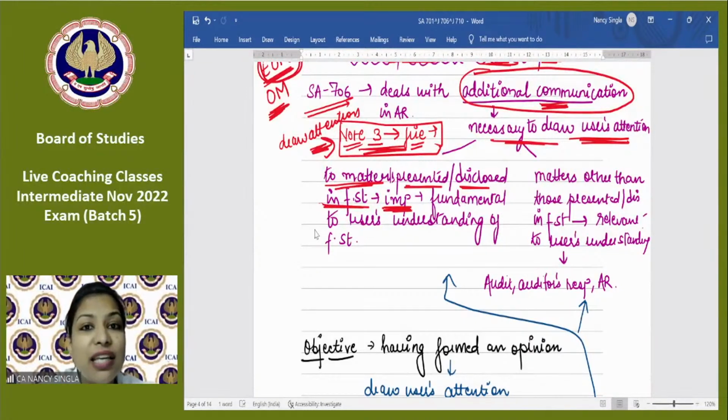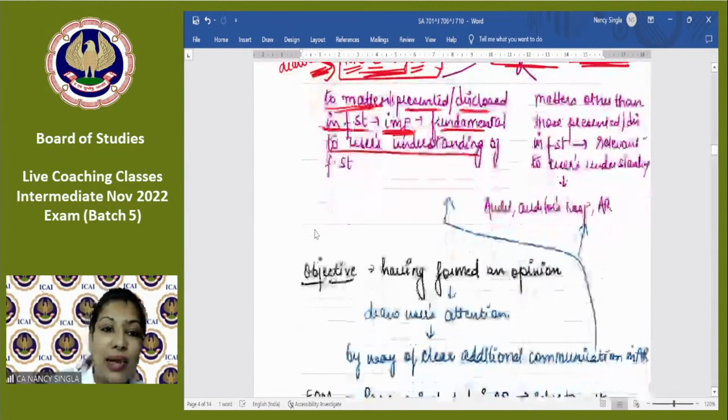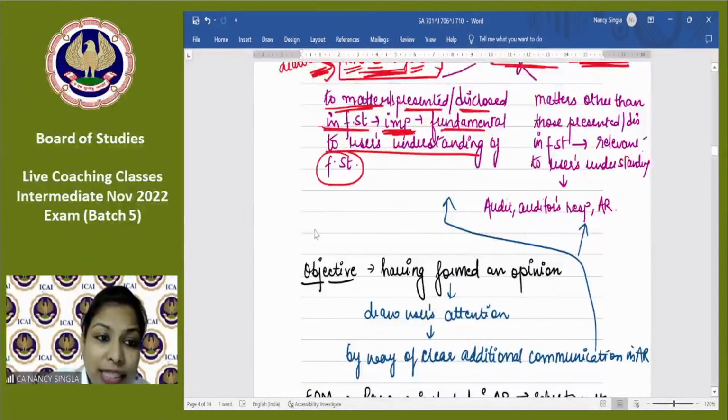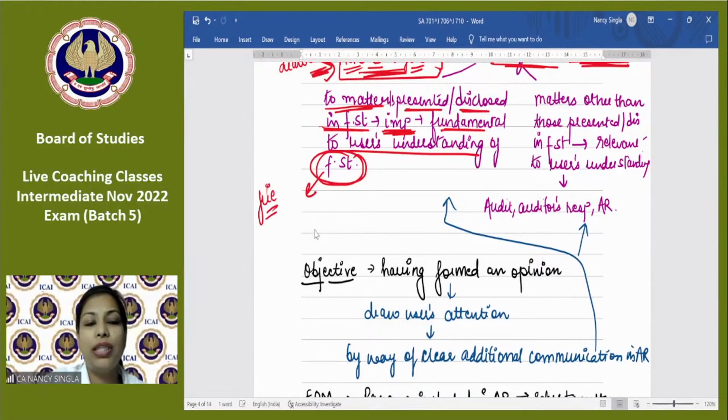So the word "most significant" did not come here. Most significant, ultimate significant, where will that go? In the audit matters. And what is significant will go where? In the EOM, which are of such importance that they are fundamental to the user's understanding of the financial statement. If the users have to understand the financial statement, they should know that a fire broke out during the year. It is very important.